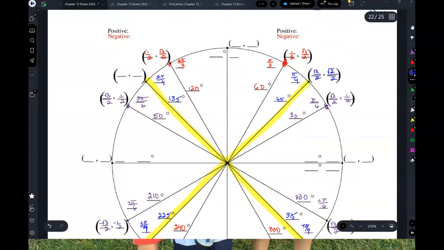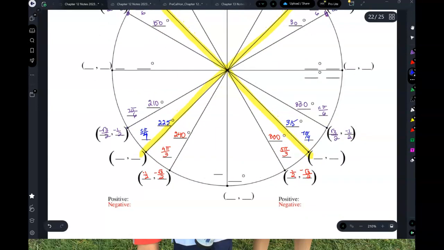Okay, so for the pi over 4s, it's a 45, 45, 90. Same distance for cosine and for sine. So for cosine, how much do I go horizontally? Negative root 2 over 2. For the sine, how much do I go vertically? Positive root 2 over 2. So negative root 2 over 2, positive root 2 over 2. Here, I go negative root 2 over 2, negative root 2 over 2.